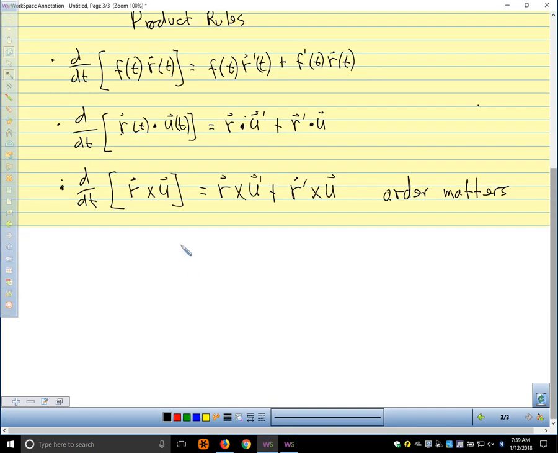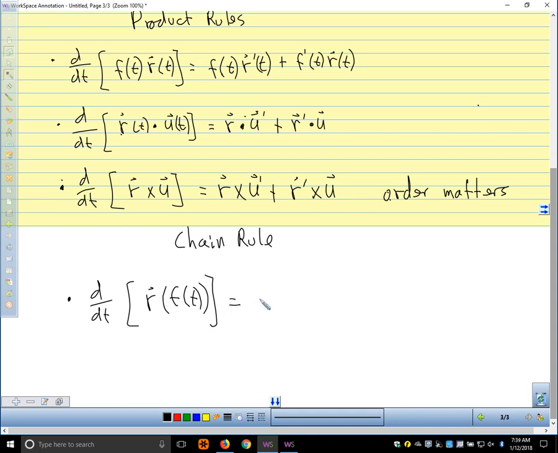We also have a chain rule. So if we have the derivative of a vector valued function, r of f of t, composed with a scalar function, it's just our normal chain rule. r prime of f of t times f prime of t.